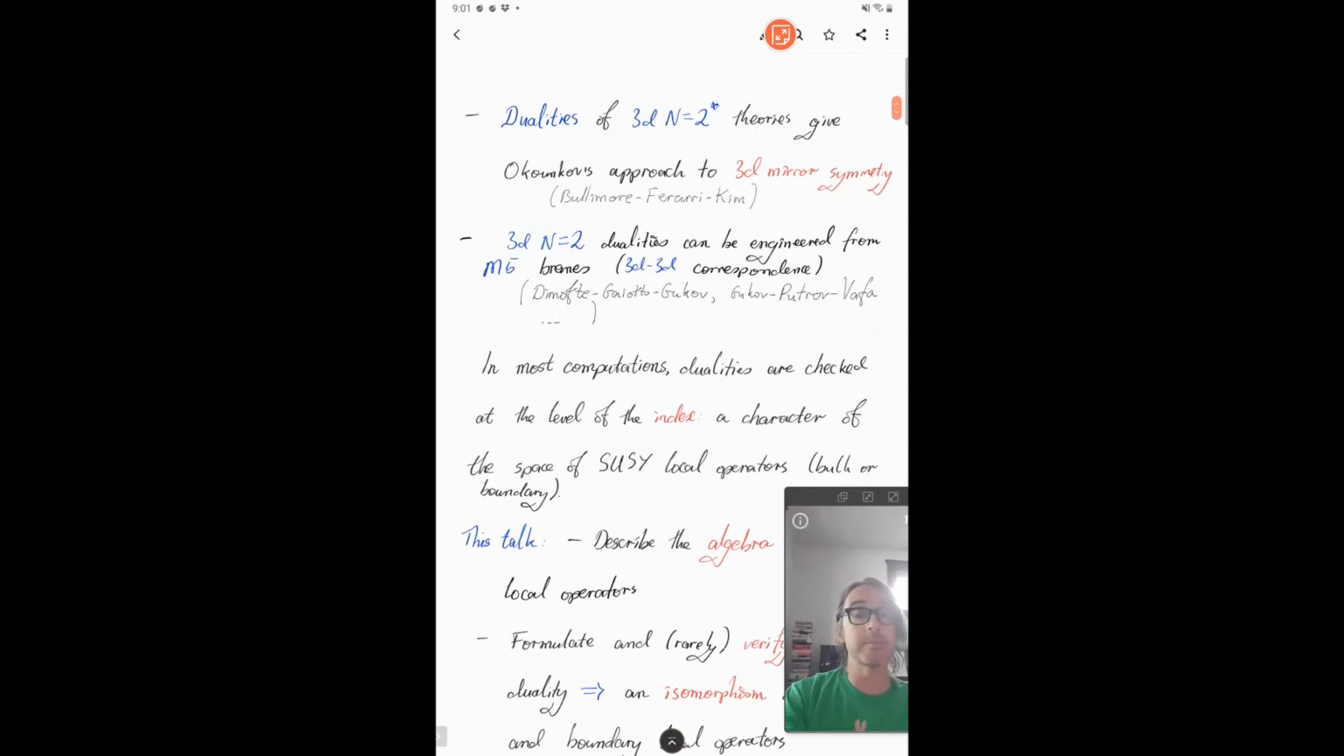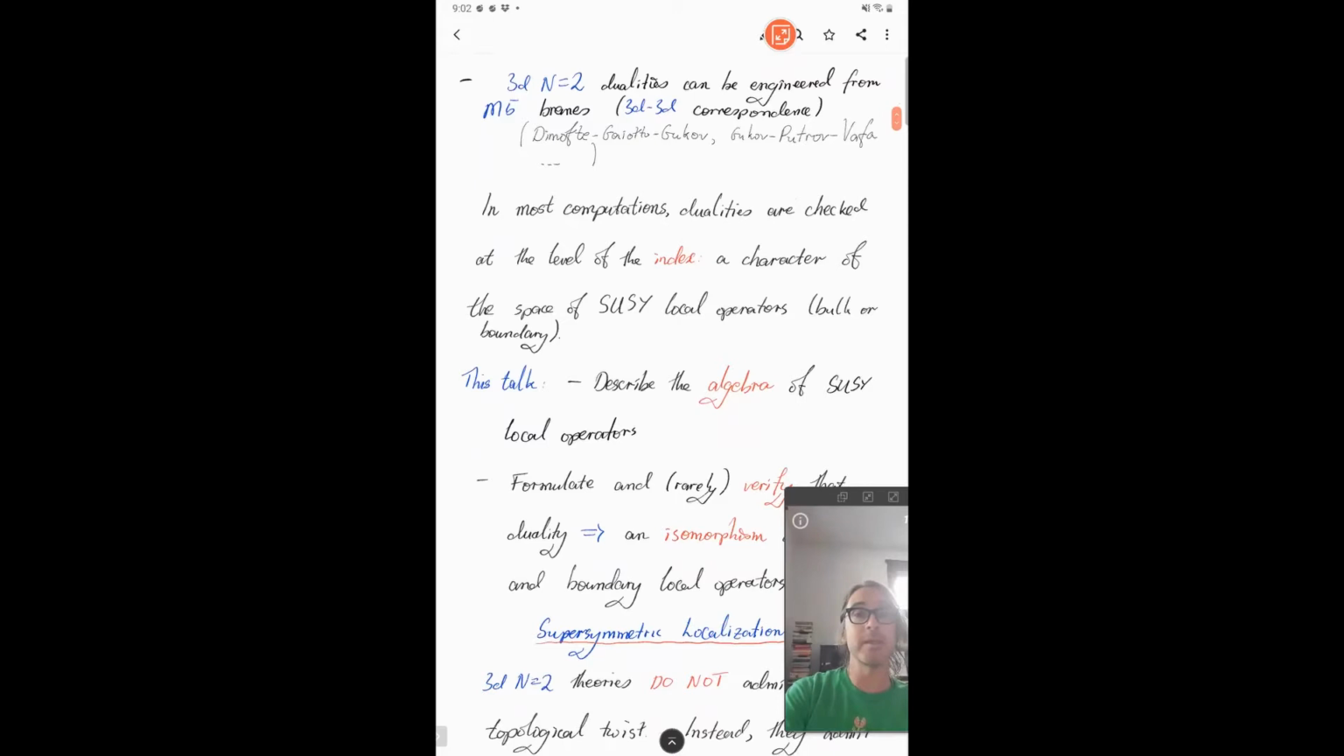There are many rich dualities for 3D n equals 2 theories. If I take an n equals 4 theory and view it as n equals 2, the 3D mirror symmetry of 3D n equals 4 theories, viewed with just the n equals 2 supersymmetry algebra, is related to how Kunkov and his collaborators study 3D mirror symmetry. Because in Kunkov's approach, 3D mirror symmetry is a duality which interchanges quantum K theory on both sides. And of course, we've seen that 3D n equals 2 theories can be engineered from M5 branes. So there's a very rich, complicated, and beautiful story, which I don't know very well, and I won't say anything about.